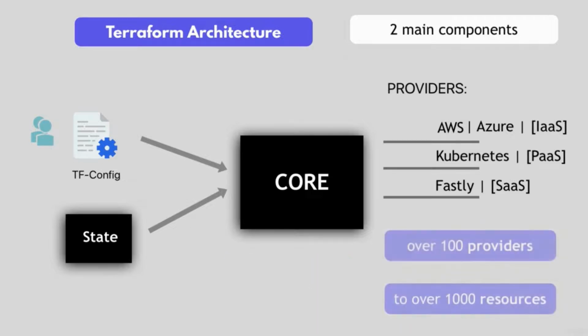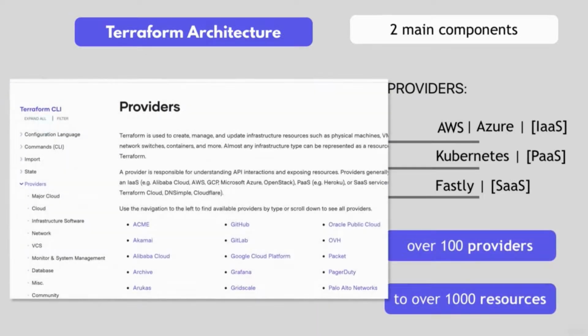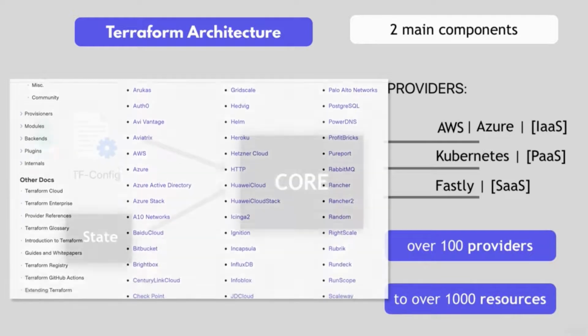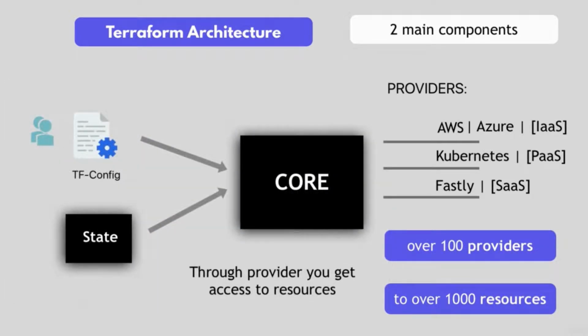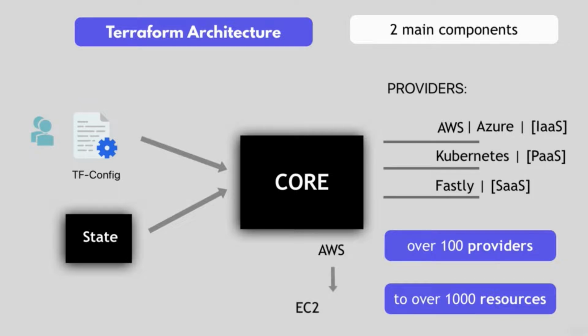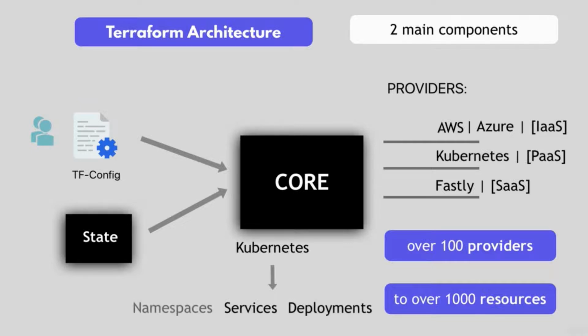Terraform has over 100 providers for these different technologies. And each provider then gives Terraform user access to its resources. So through AWS Provider, for example, you have access to hundreds of AWS resources like EC2 instances, the AWS users, etc. With Kubernetes Provider, you get access to Kubernetes resources like services and deployments and namespaces, etc. So this is how this works.